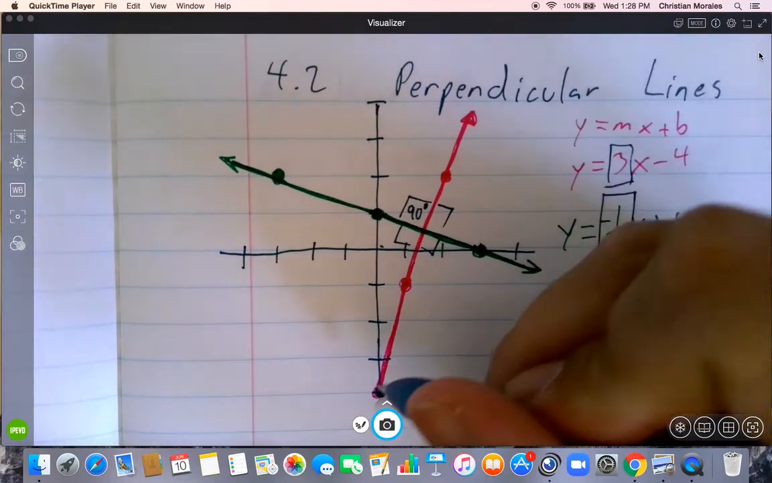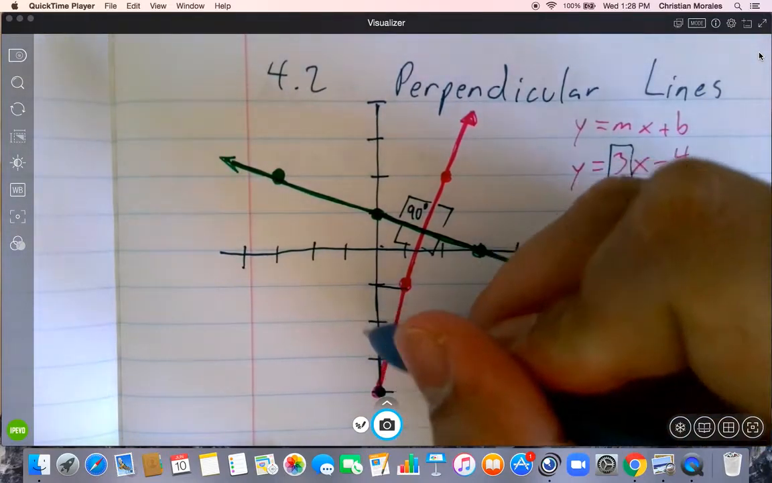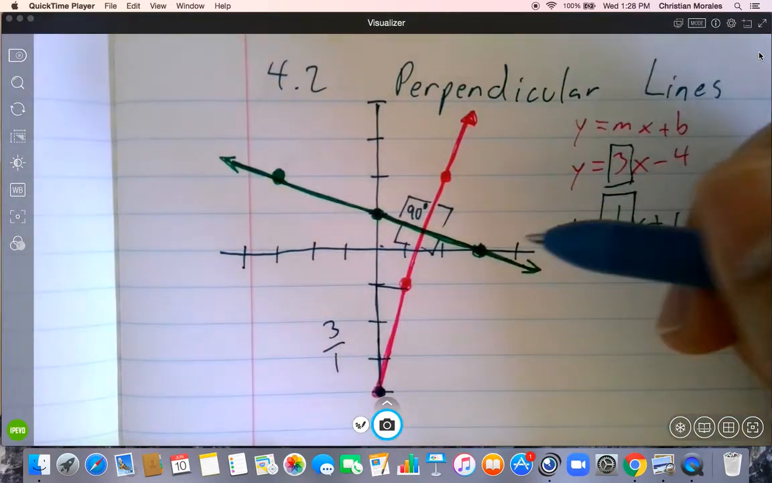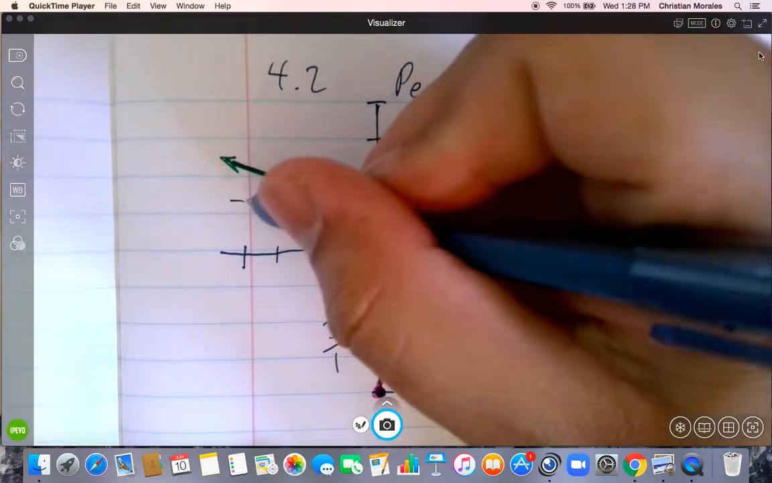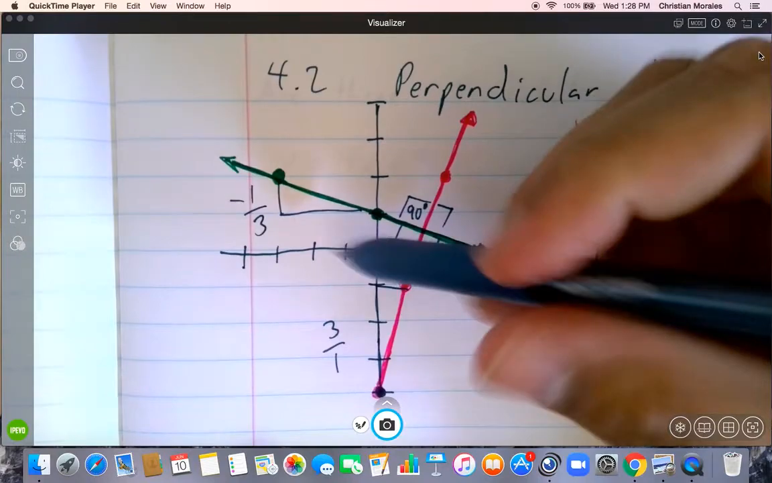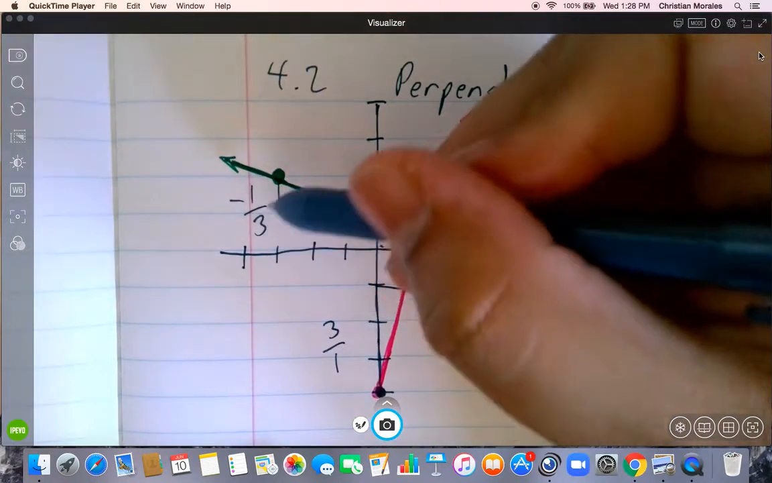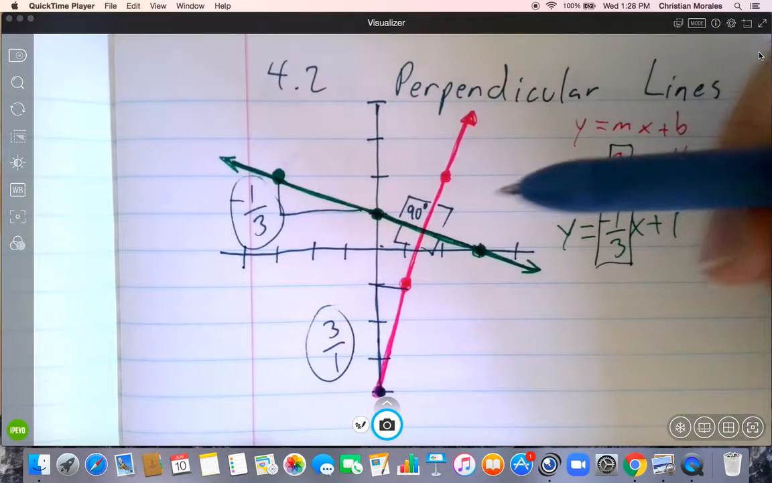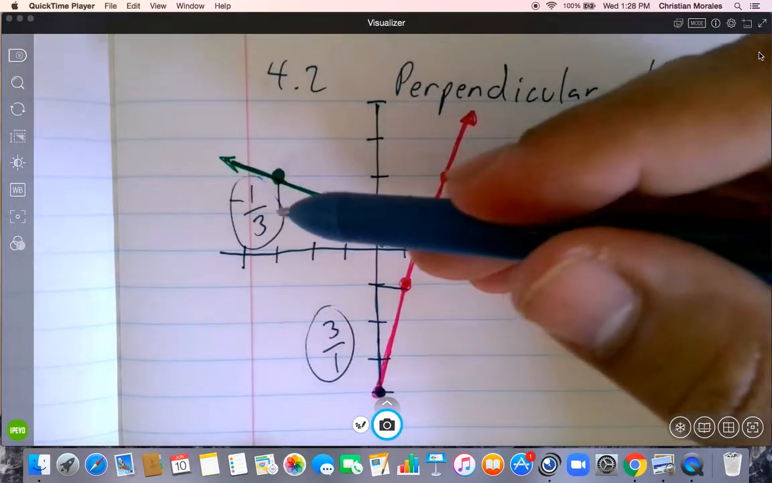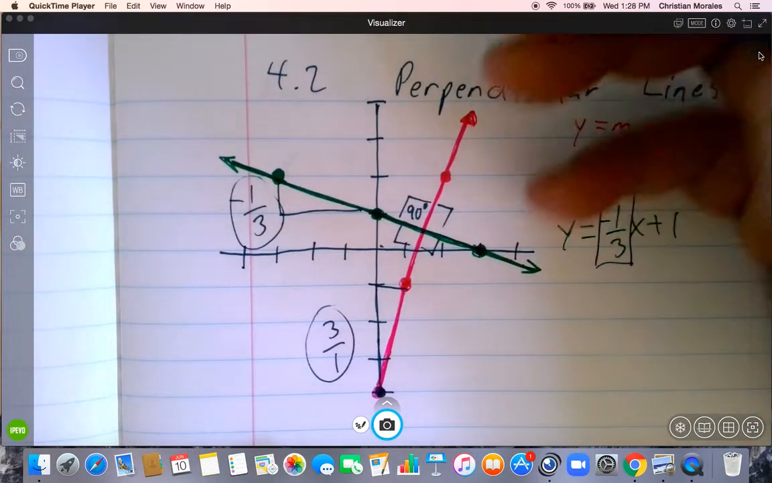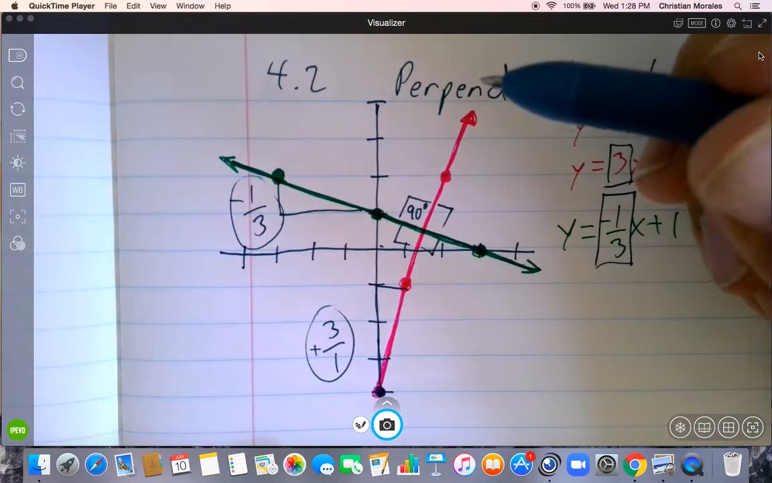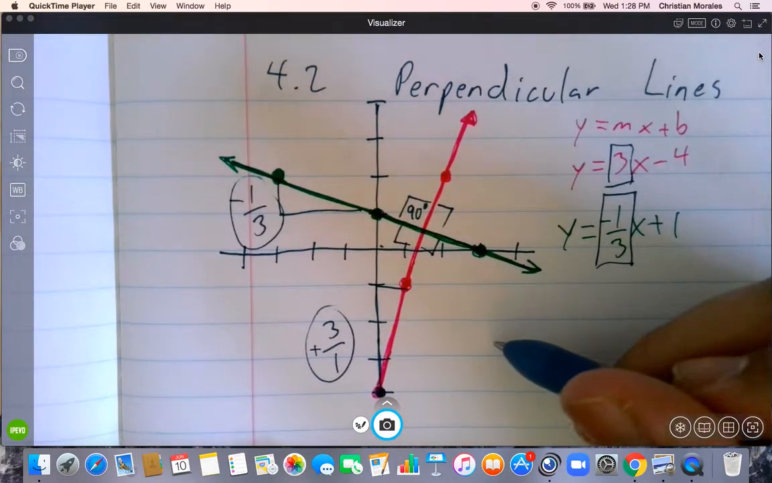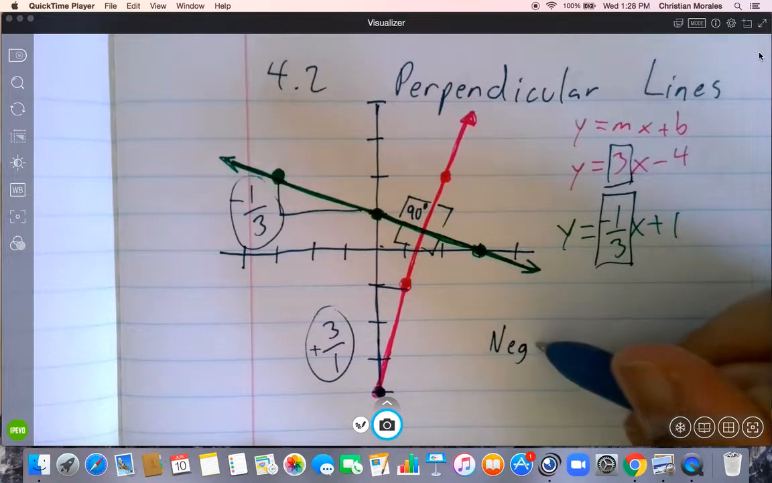So we have one slope that is a positive 3 over 1, and you have another slope that is a negative 1 over 3. What do you notice about these slopes? Right, they're the same numbers, but they're flipped, and one is positive and the other is negative. So guys, this is what we call a negative reciprocal.